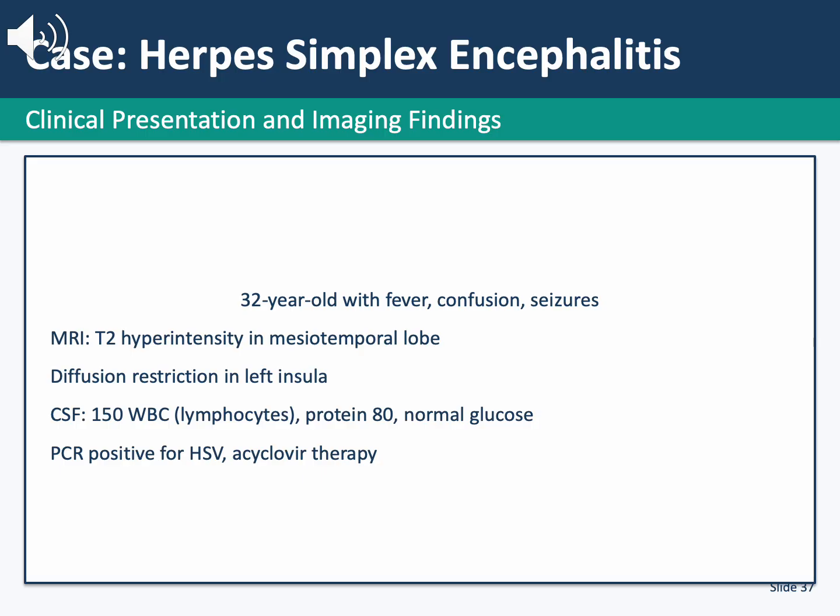CSF analysis shows white blood cell count of 150 cells per microliter with predominance of lymphocytes, protein of 80 mg/dl, and normal glucose. Gram stain and culture are negative. PCR for herpes simplex virus is positive. Acyclovir was initiated immediately. The patient recovers with appropriate treatment but develops memory impairment as a long-term sequela.